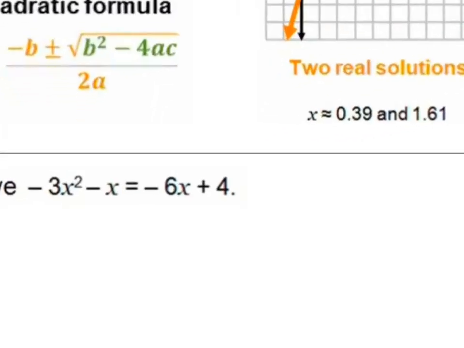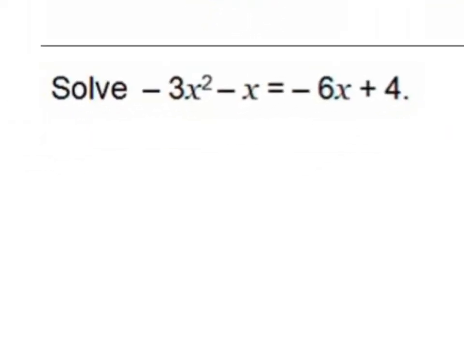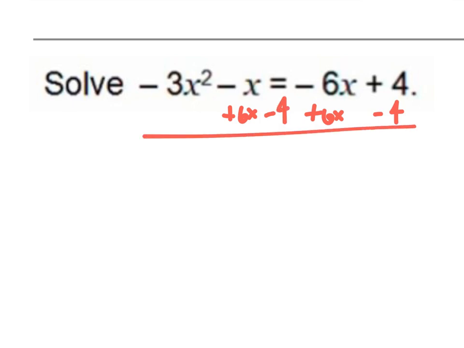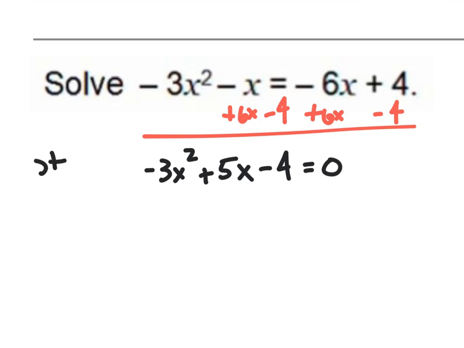So let's go ahead and solve this equation using the quadratic formula. What I notice is that it's not in standard form. So I'm going to move all my values to the left side and set it equal to 0. I'm going to add 6x to both sides and subtract 4. So we get negative 3x squared plus 5x minus 4, set equal to 0. So this is in standard form.